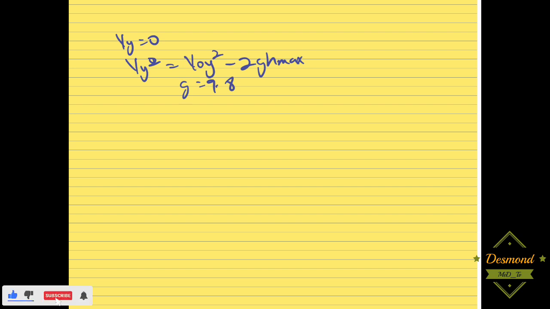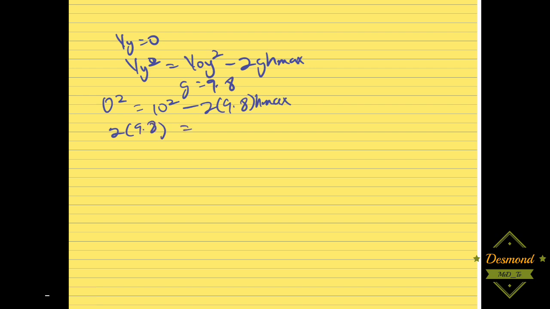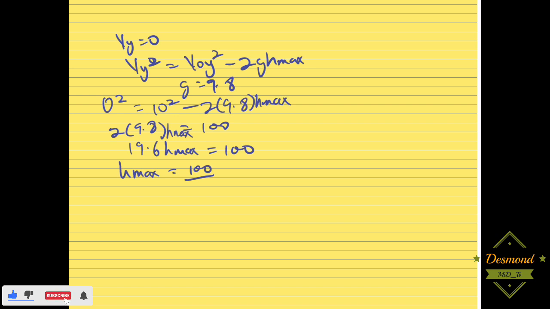So we just go ahead and do it. We have 0 squared equal to 10 squared minus 2 multiplied by 9.8 times the maximum height. We can bring the 2 times 9.8 over here, and 10 squared is 100. And when we do it, we should get 19.6. So we have maximum height equal to 100 divided by 19.6, which is approximately 5.1 meters.